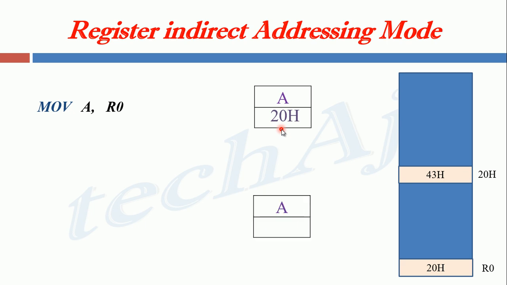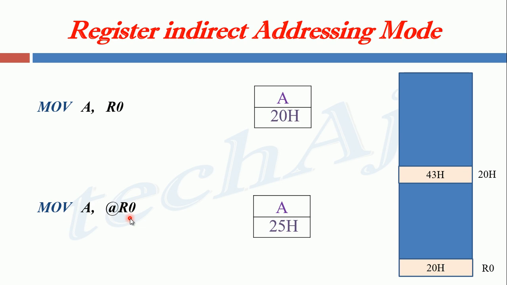Similarly, if we take another example, MOV A, @R0. Now in this case, our source operand is not a register, it is an address pointer. Whenever this instruction is executed by the microcontroller, it will take the address pointed by the register R0. That means whatever the value of R0 will be considered as an address, and from this address location, that is nothing but 20H, the value will be accessed.